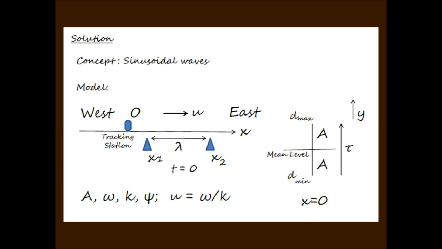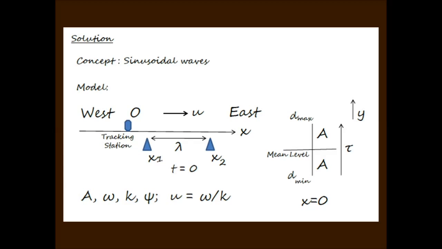We will first transcribe this information to our model. So we have at x equals 0, that is at our tracking station, the minimum depth, dmin, and our maximum depth, dmax, indicated along our y-axis. We also indicate the mean level, which is the 0 reference for our y-coordinate.